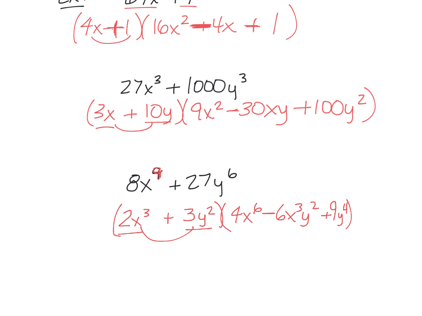Now, for this case, I would just check this and make sure that when you multiply these together, that gives you your 8x to the 9th. And when you multiply your last terms together, that gives you your 27y to the 6th. All the other terms when you distribute will cancel out, and this one works. So hopefully this can help you.